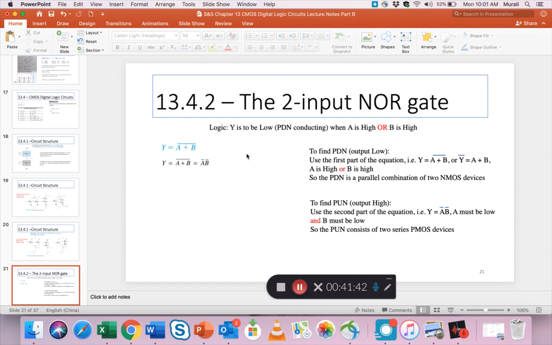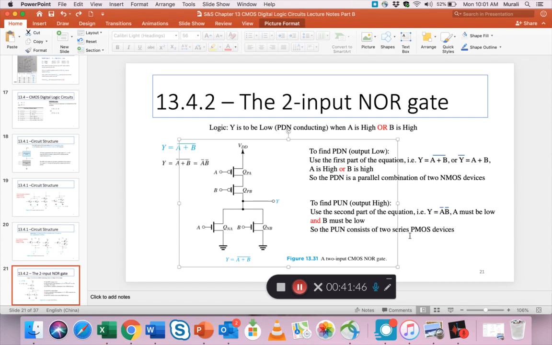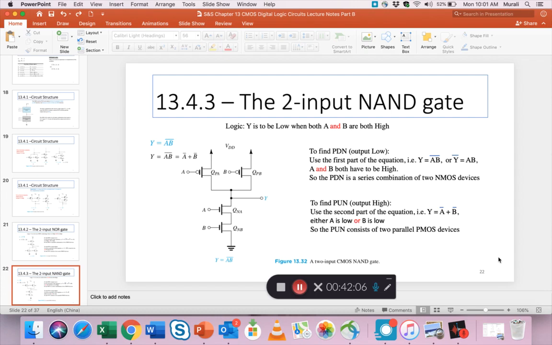So if this was not given, this is how you use the rules that we just developed to write this. Now you can write it with common sense like we did, but if we didn't have that and we had to write it using the rules, this is how the rules work. Okay? Alright. Same thing with the two input NAND gate.